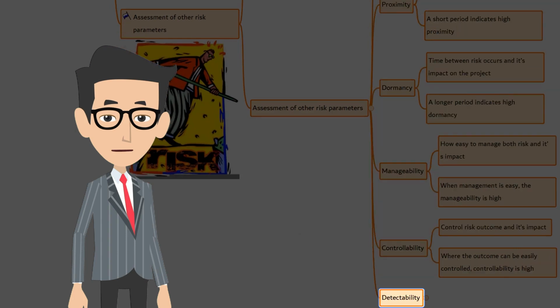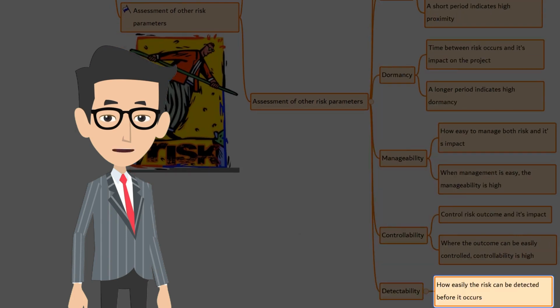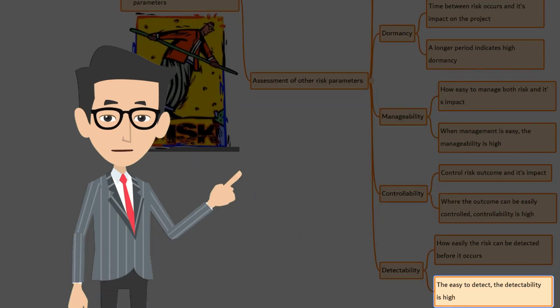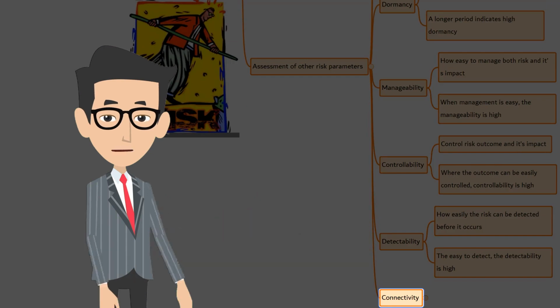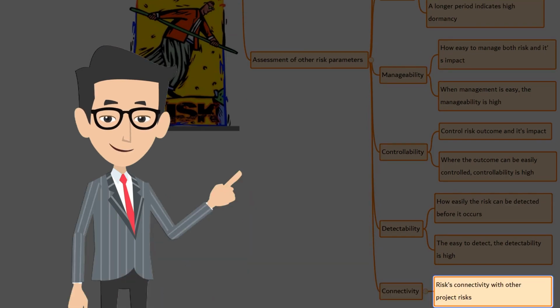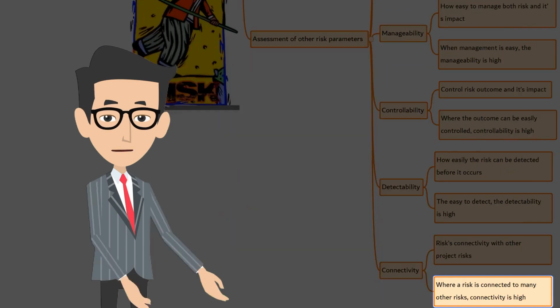Detectability. How easily the risk can be detected before it occurs. The easier to detect, the higher the detectability. Connectivity. The extent to which the risk is related to other individual project risks. Where a risk is connected to many other risks, the connectivity is high.